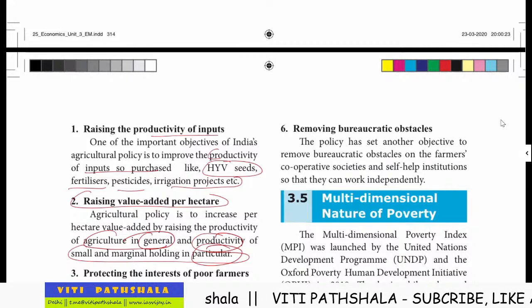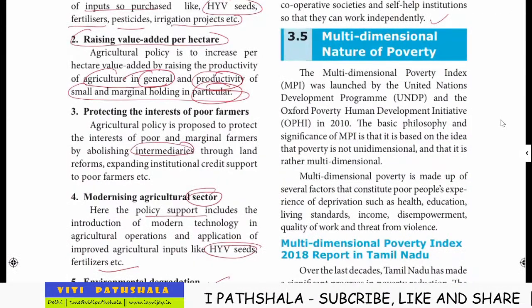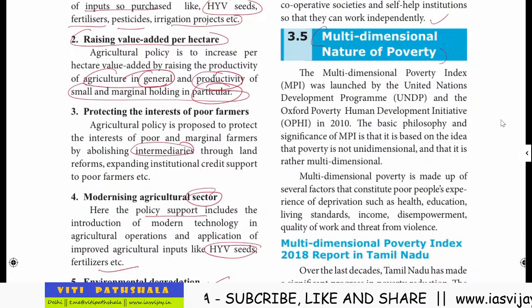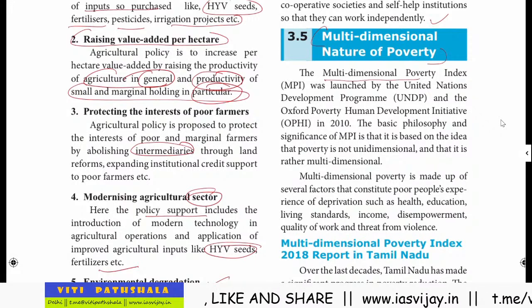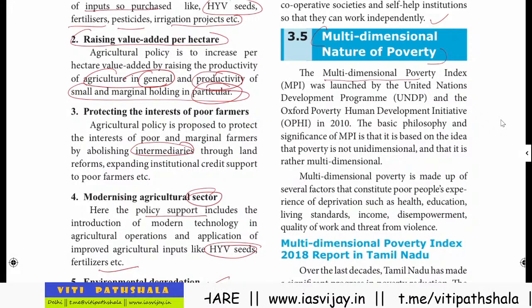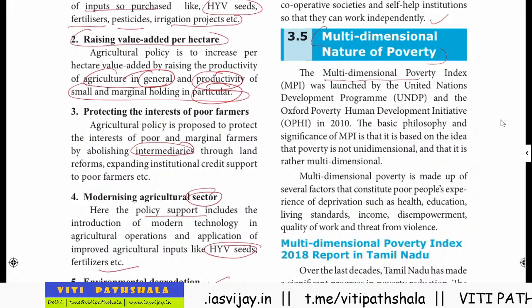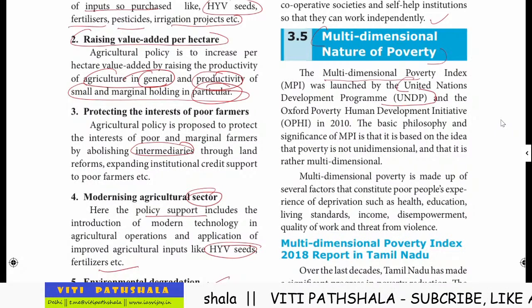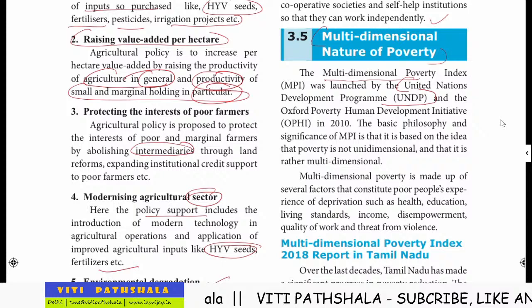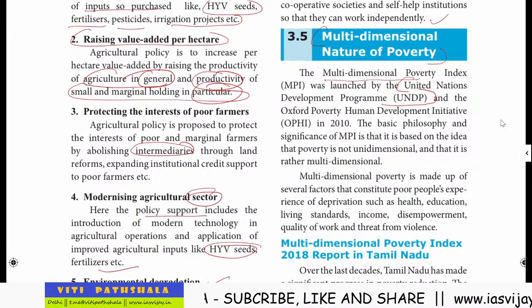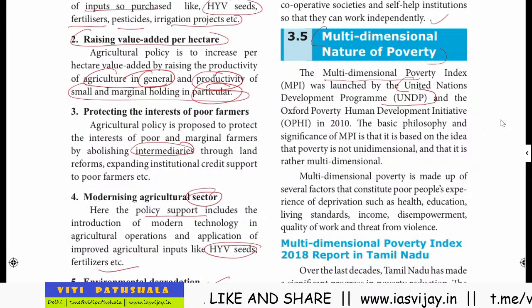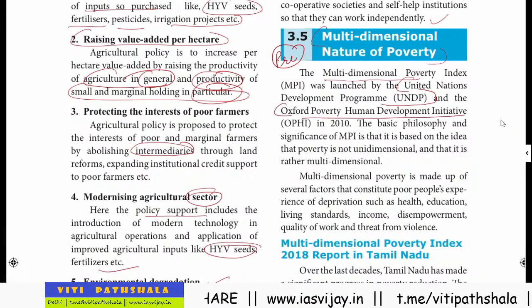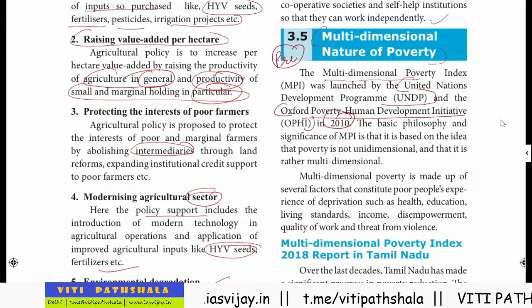Now next topic is about the multidimensional nature of the poverty. The multidimensional poverty index was launched by the UNDP. So remember this for the prelims, that the MDPI is launched by the UNDP, plus the Oxford Poverty and Human Development Initiative. It was started in 2010.